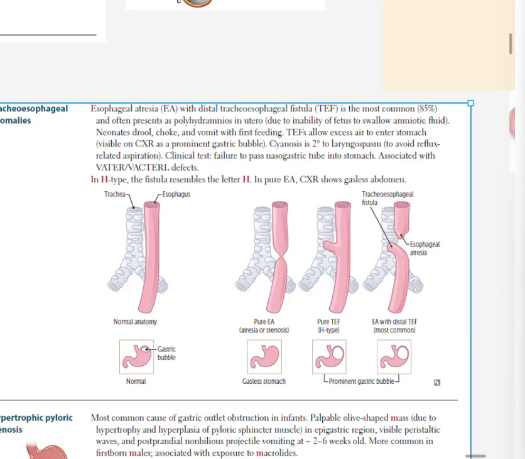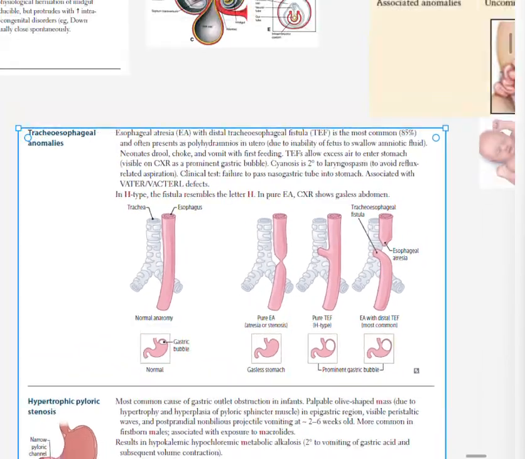Now we have something called tracheoesophageal anomalies, right? In normal development, the foregut divides into an anterior trachea and a posterior esophagus. So anteriorly you get the trachea here, and the esophagus is posteriorly present, right? And this is normal development. Now what happens is there's a failure of proper separation of the esophagus and the trachea. There are different types of these failures of separation between the trachea and esophagus.